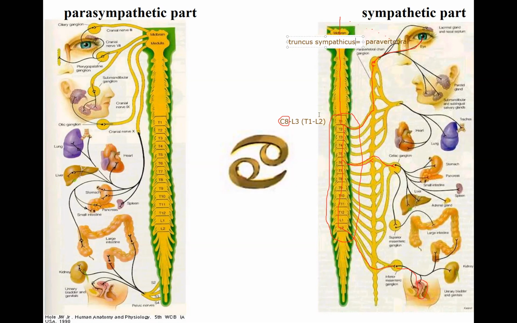The other ganglia, which I can circle here, we call prevertebral. They are located more ventrally. They form something which is called the abdominal aortic plexus.